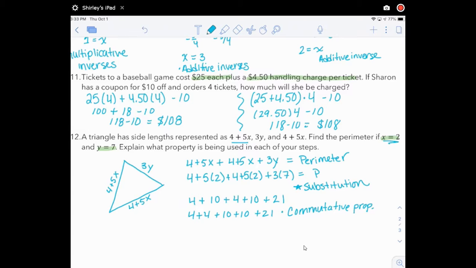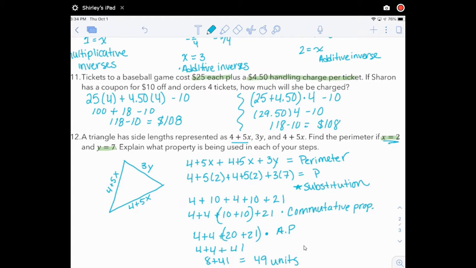I noticed 10 plus 10 first, so let's go ahead and add that first because I can do that quickly in my head. 4 plus 4 plus 20 plus 21. That's my associative property. Let's just go ahead and group these then. 4 plus 4 plus 41, again, because that's quick to do in my head. Again, using my associative property. Now I'm just going to go ahead and I get 8 plus 41, which gives me a total perimeter of 49 units.